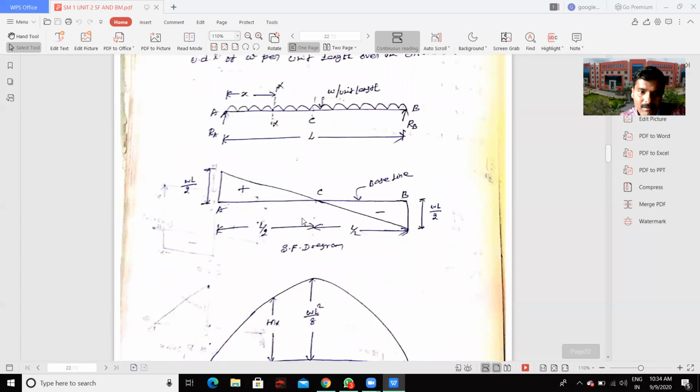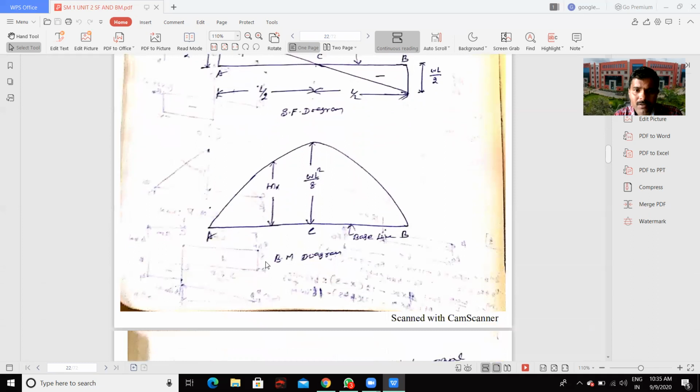You can see at point A the value is plus WL by 2, and it is linearly increasing. Then at point B, the value is minus WL by 2, downward increasing. Then at point C, 0. Therefore, this will be plus WL by 2 decreasing to 0 at point C, and again in the negative direction it will increase to minus WL by 2. So this is how we have to draw the shear force diagram. For the uniformly distributed load, shear force will be linearly varying like this.